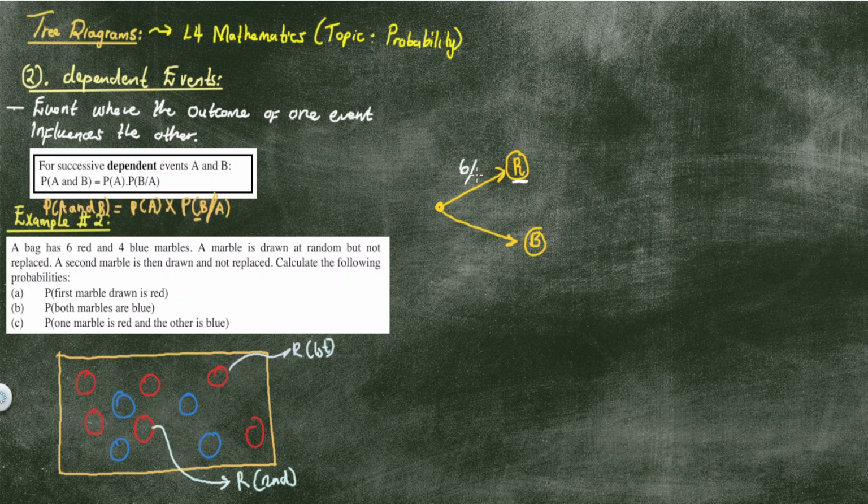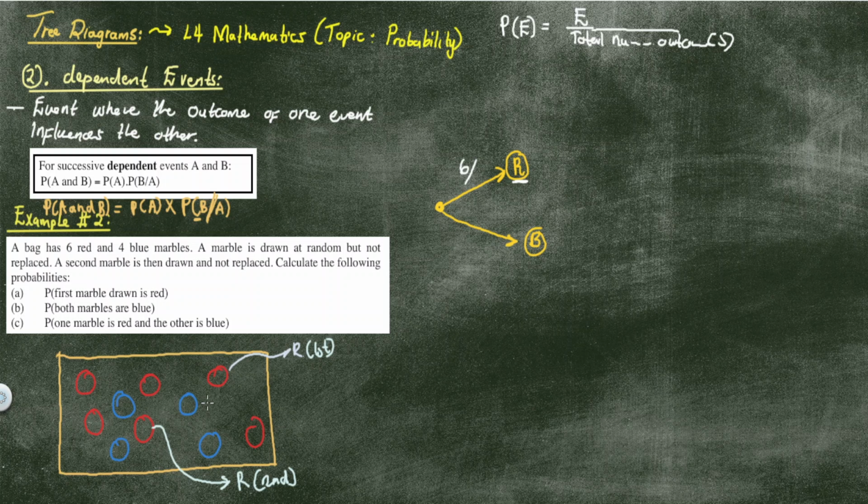Okay. Now, the probability equation. The probability of an event is equal to the number of outcomes of the event divided by the total number of outcomes, or the sample space. What is our sample space?